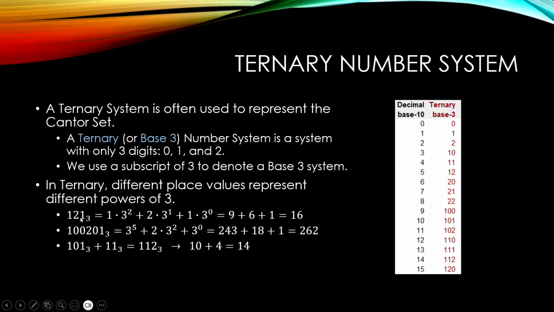And so 121 in base 3 is 1 times 3 squared plus 2 times 3 to the first plus 1 times 3 to the 0. In math, that's going to be 9 plus 6 plus 1. So that is 16 in our standard decimal base. We can see a few others here, but this is the general idea with ternary. It's a base 3 system, and it just counts the same way as binary. It counts the same way as our standard decimal system.